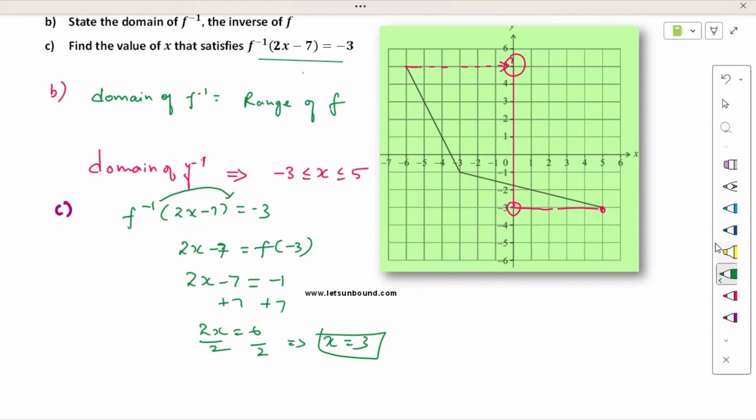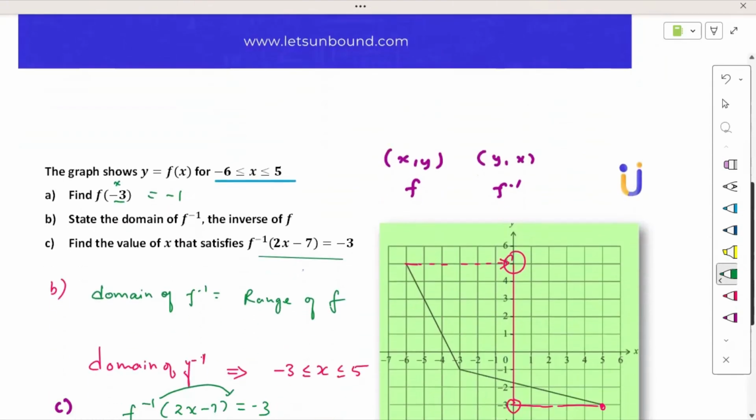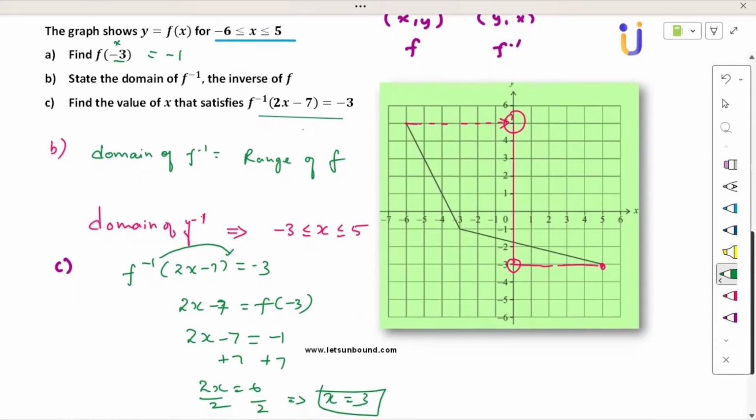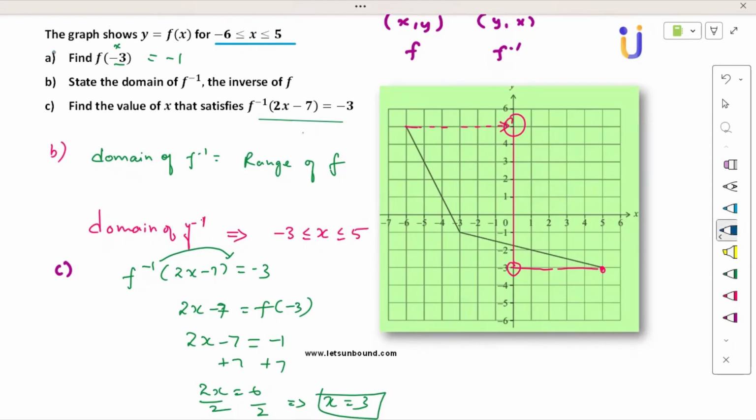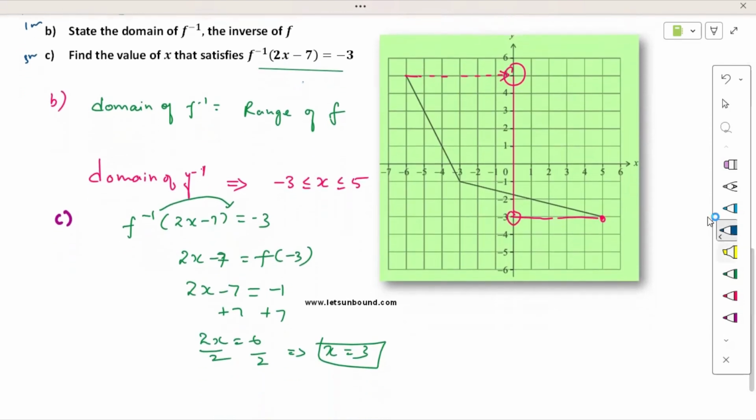This completely covers a 5 marker: 1 mark for A, 1 mark for B, and 3 marks for C. So this covers 5 marks in total. It's so simple, you can easily score here, but we should have this knowledge of the properties of a function and its inverse.